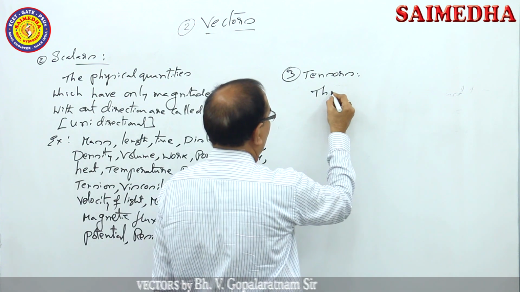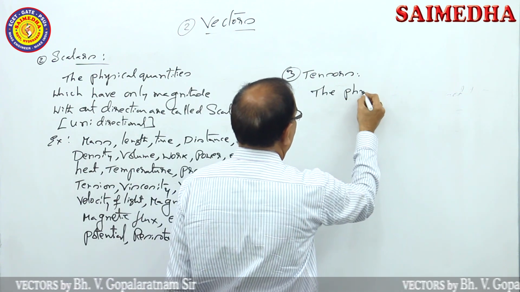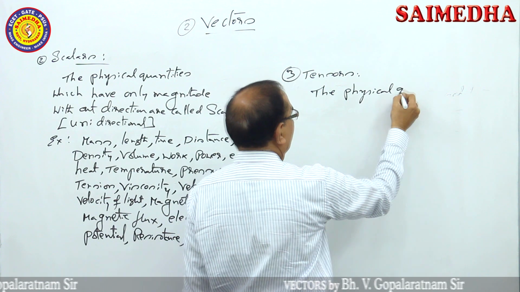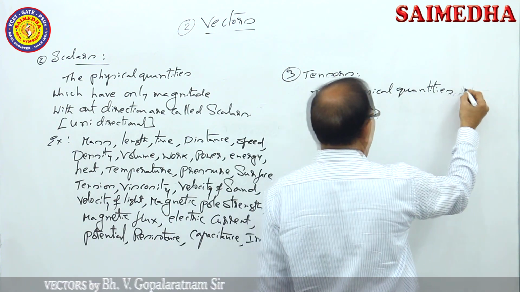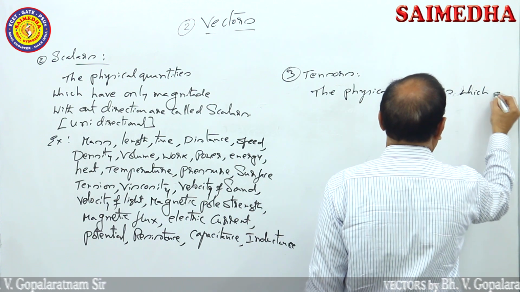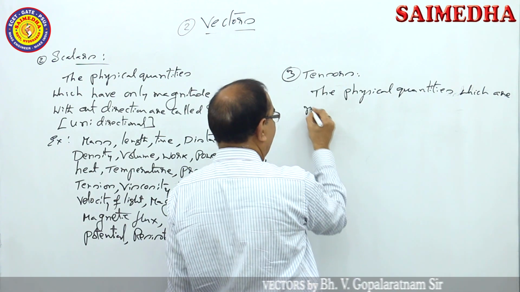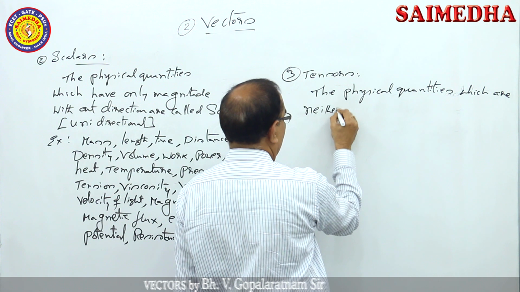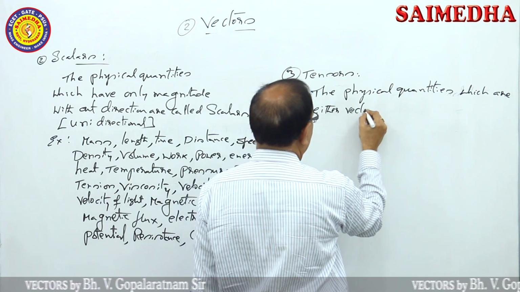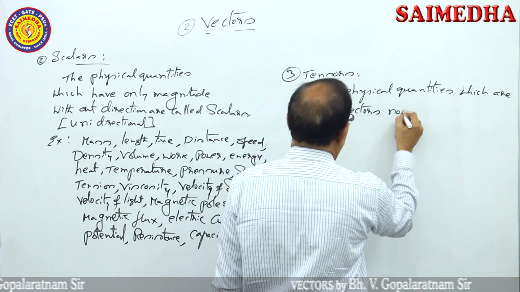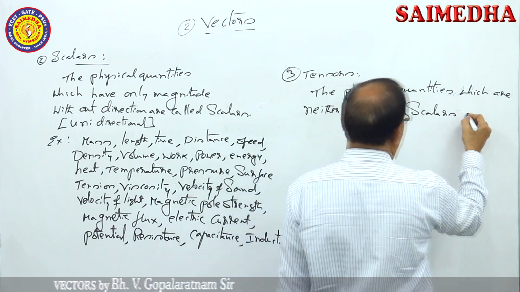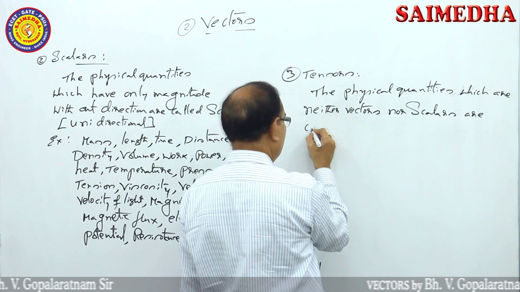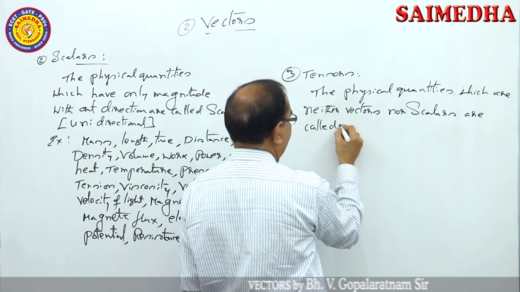The physical quantities which are neither vectors nor scalars are called tensors.